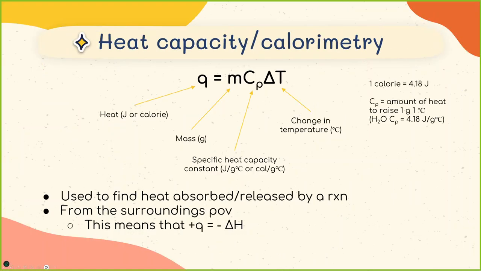Q equals mcΔT, that's on your formula sheet. Once again, if Q is positive, that means the change in temperature increases. That means delta H is going to be negative. We'll probably do one or two like that.